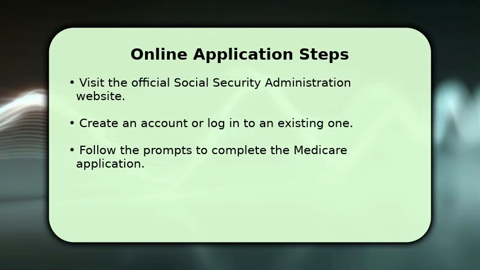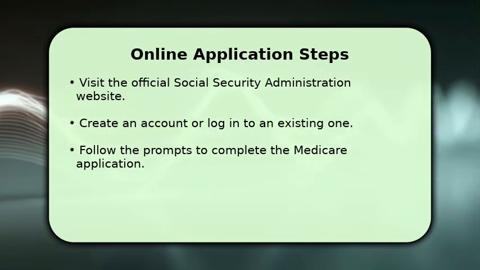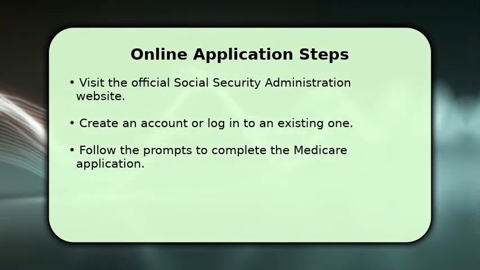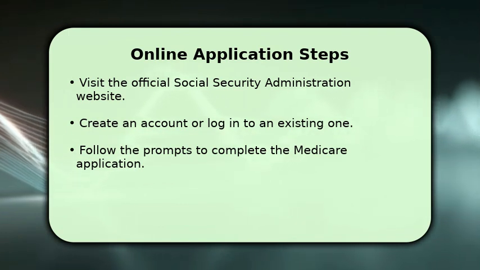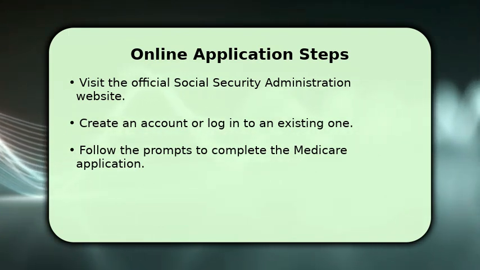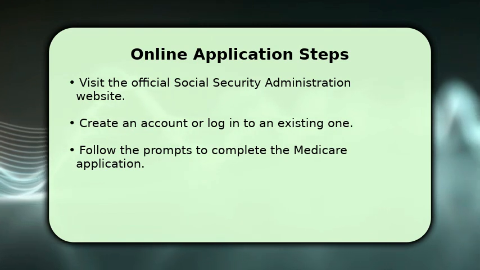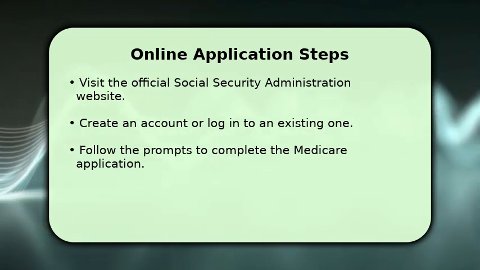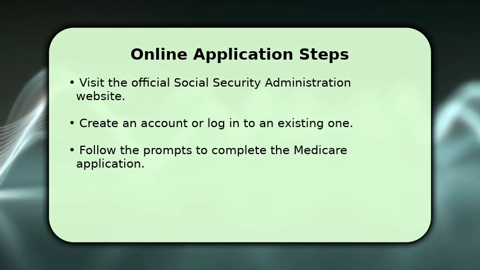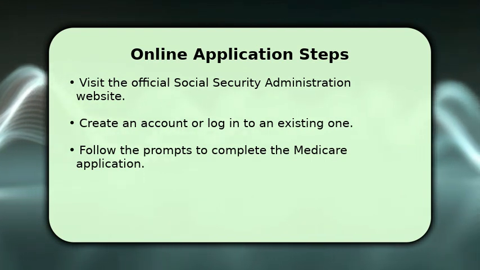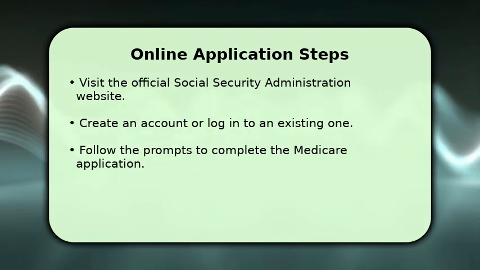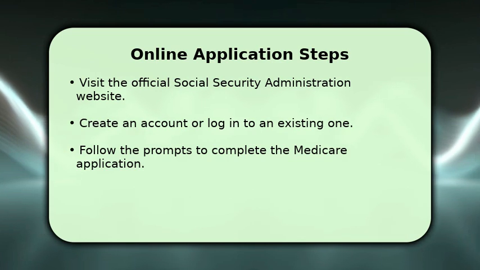Now, navigate to the official Social Security Administration website. If you don't have an account, you'll need to create one. Otherwise, simply log in. Once logged in, locate the section for Medicare applications. The site will guide you through each step, asking for your personal and health information. Take your time to accurately fill out all required fields.